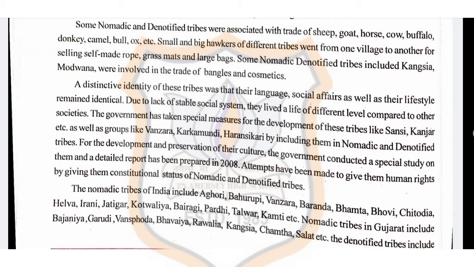Some nomadic and denotified tribes were associated with the trade of sheep, goat, horse, cow, buffalo, donkey, camel, bull, ox, etc. Small and big hawkers of different tribes went from one village to another selling self-made rope, grass mats, and large bags. Some nomadic denotified tribes, including Kangasia and Modwana, were involved in the trade of bangles and cosmetics.